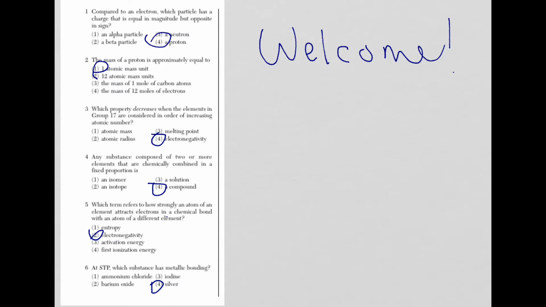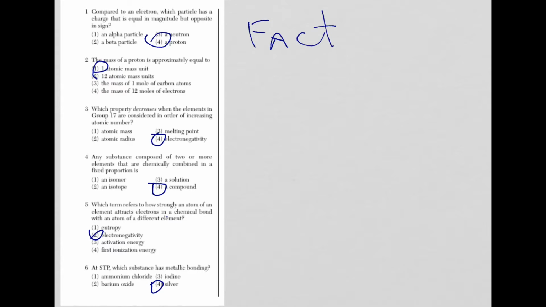Question 1 is asking you about which particle has the charge that is equal in magnitude but opposite in sign of an electron. Well, guess what? Protons and electrons have the same magnitude of charge, just that protons are positively charged and electrons are negatively charged. That's a fact. And that fact, you have to make sure you know.